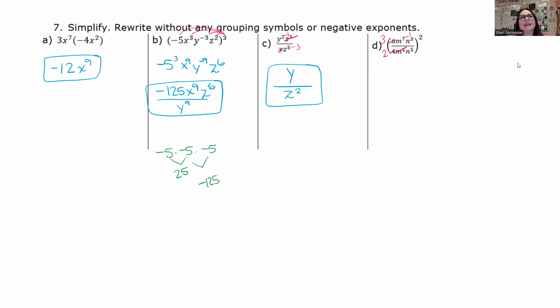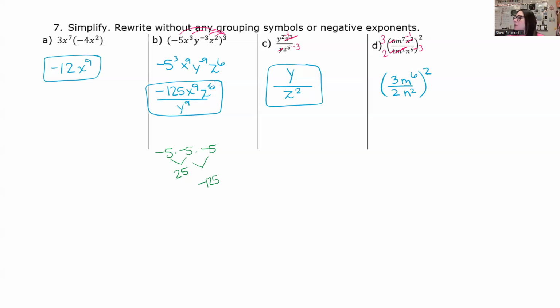I have 7 on top, 1 on bottom. What do I do? Yep, subtract 1 from 7. And then for the n's, I have 3 on top, 5 on bottom. I'm going to subtract 3 on the bottom. So I'm going to rewrite this stuff in parentheses, and it stays in parentheses. So I have 3/2. Staying in the top is the M. 7 minus 1 is 6. The n's will stay in the bottom. 5 minus 3 is 2. Any questions over just simplifying the inside of my parentheses?